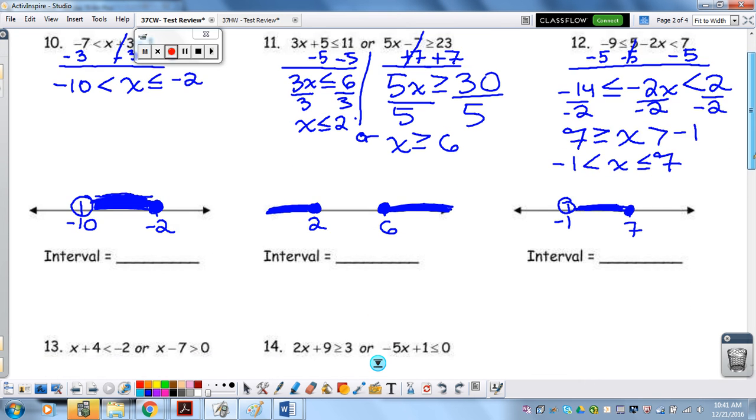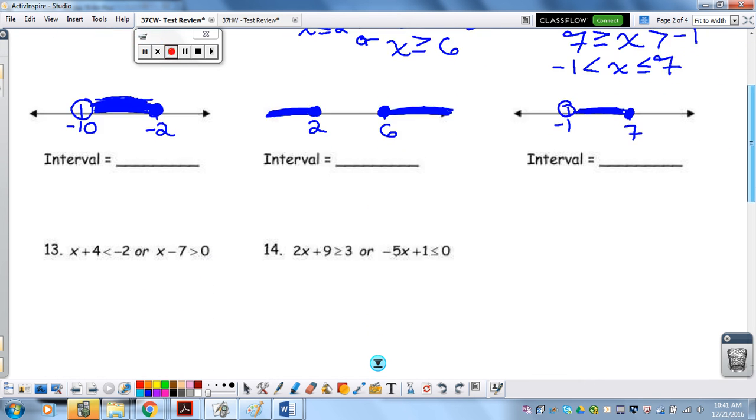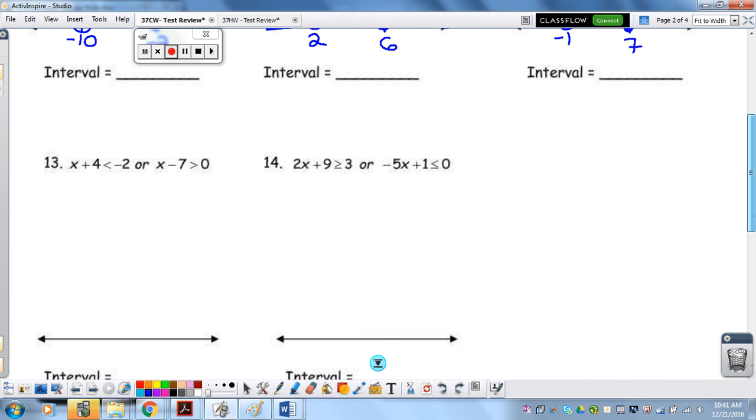And let's see. We got to do number 13 and 14 then. We're going to stop the video. Okay. So it says or. Don't be freaked out that it says or. It's just 2 problems in one. So x plus 4 is less than negative 2. So I'm going to subtract 4 on both sides. So I got x is less than negative 6.